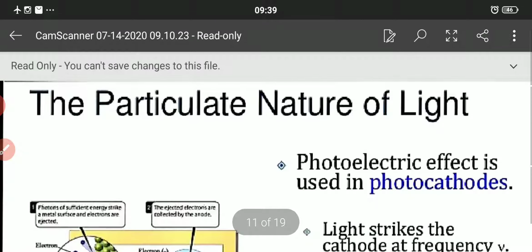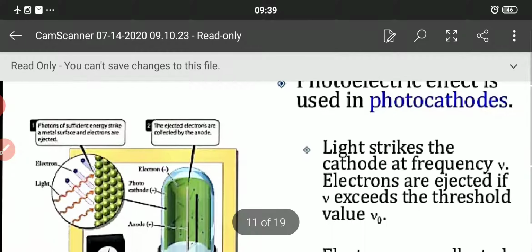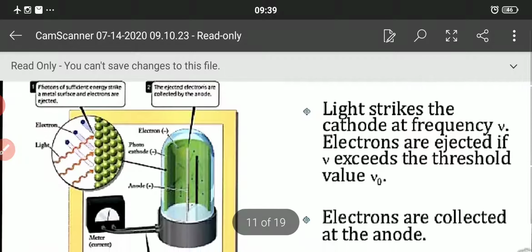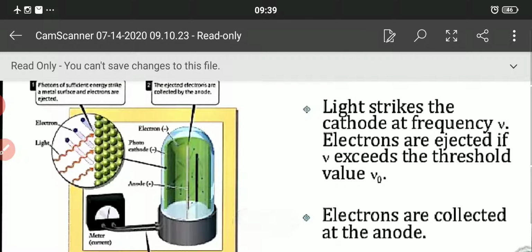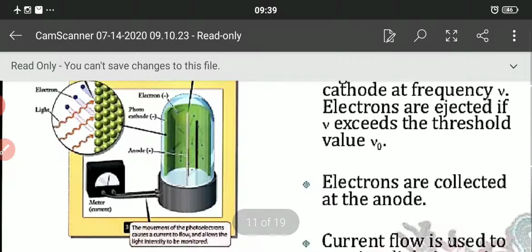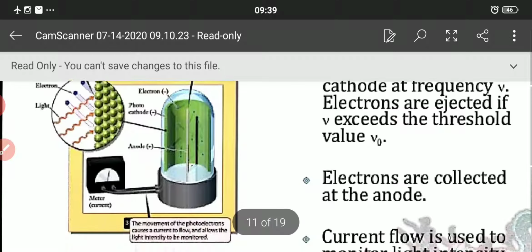Now particulate nature of light. Photoelectric effect is used in photocathodes. Light strikes the cathode at frequency mu. Electrons are ejected if the frequency exceeds the threshold frequency. If you apply frequency higher than the threshold frequency, then the electrons are removed from the cathode, and these electrons are collected at the anode.